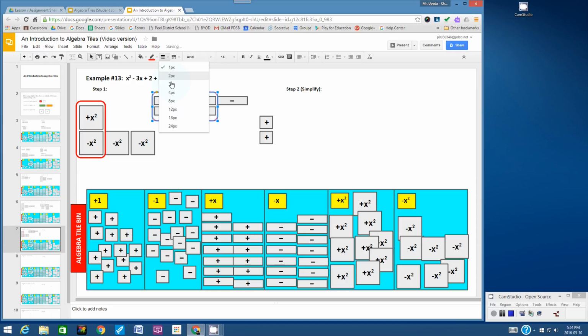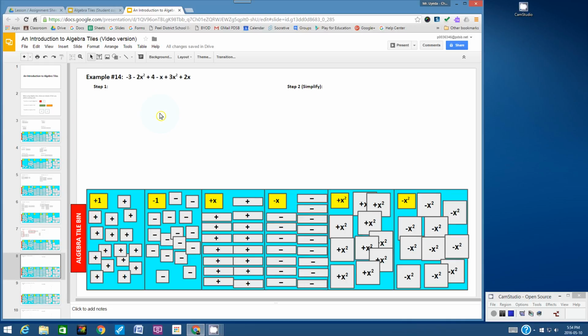No big deal. Okay, so normally if we were working with tiles on our desk, we would take those zero models away. So how do we show that? So let's go to Insert, Shape, Arrows, and let's just choose the right arrow.